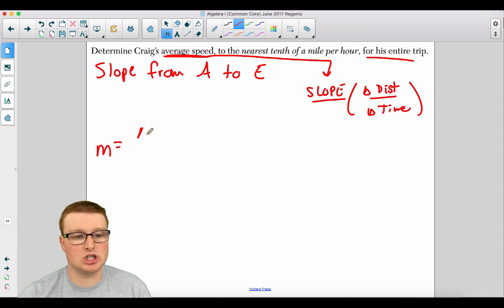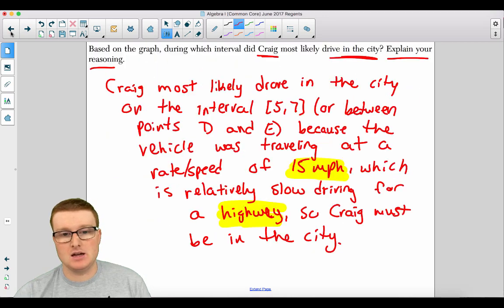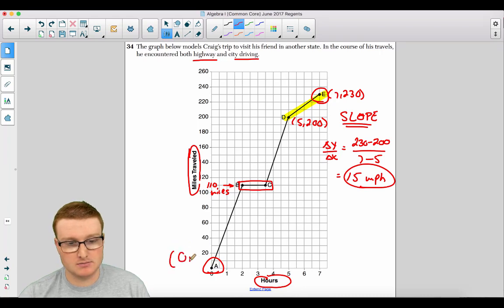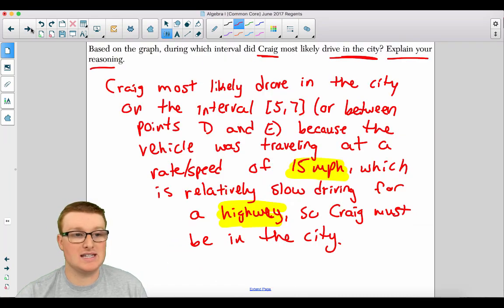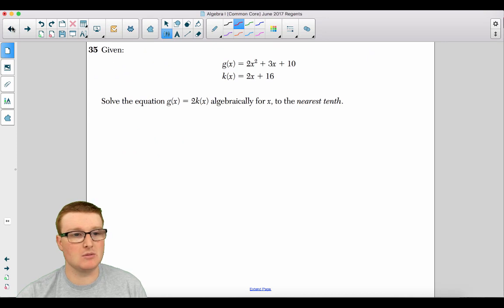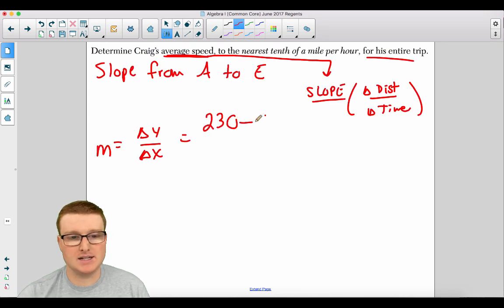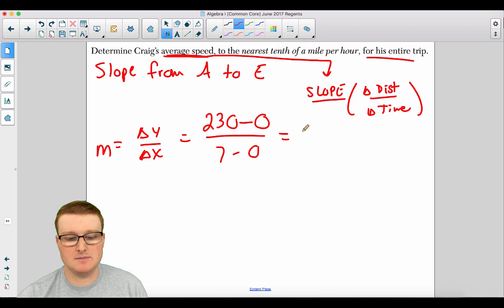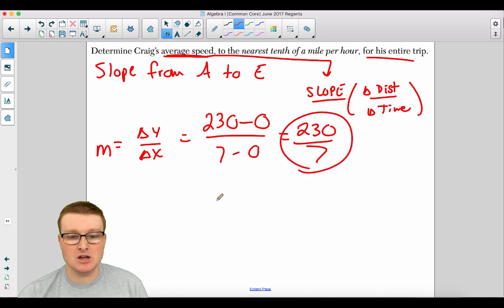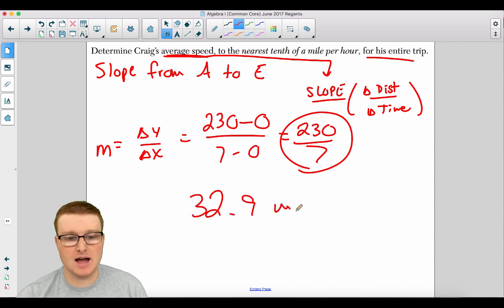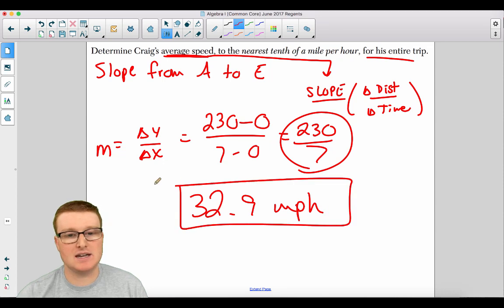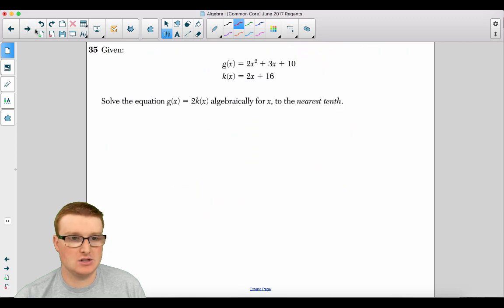The slope, which is the change in y over the change in x, which is going to be this. This point is 0, 0. And I said before that this point is the point 7, 230. So we have 230 minus 0 over 7 minus 0. That's going to be 230 over 7. When you plug this into your calculator, you get 32.9 miles per hour. That is the average speed that he was driving over the course of his trip. All right, that's how you do question number 34.